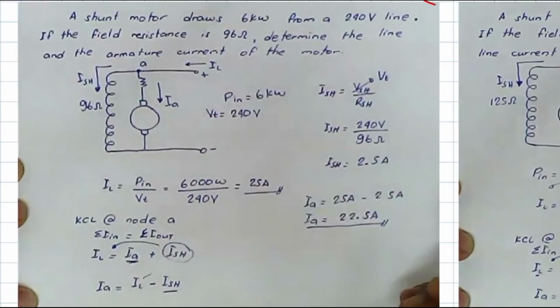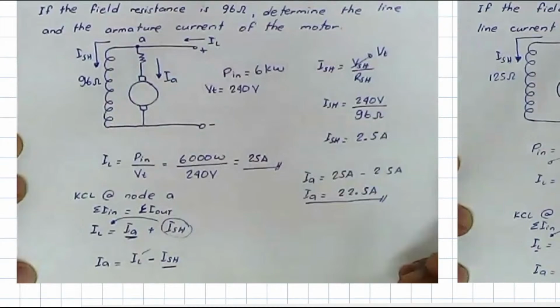So this one. Okay, welcome back to the live stream. So now we want to do first example. The shunt motor draws 6 kilowatts from 240 volt line. If the field resistance is 96 ohm, determine the line and the armature current of the motor. So yang ni, this is the armature current IA, this is the shunt ISH, this is the resistance. So dia suruh determine the armature current, suruh cari IA.